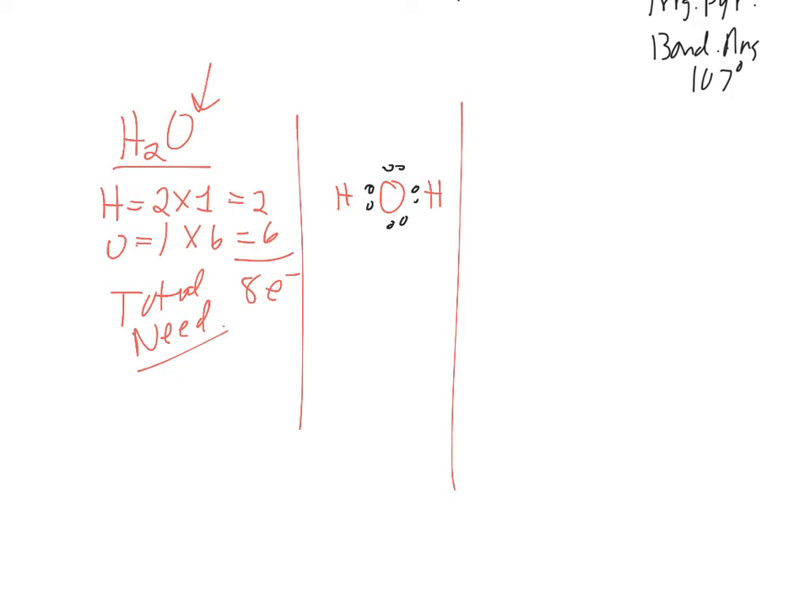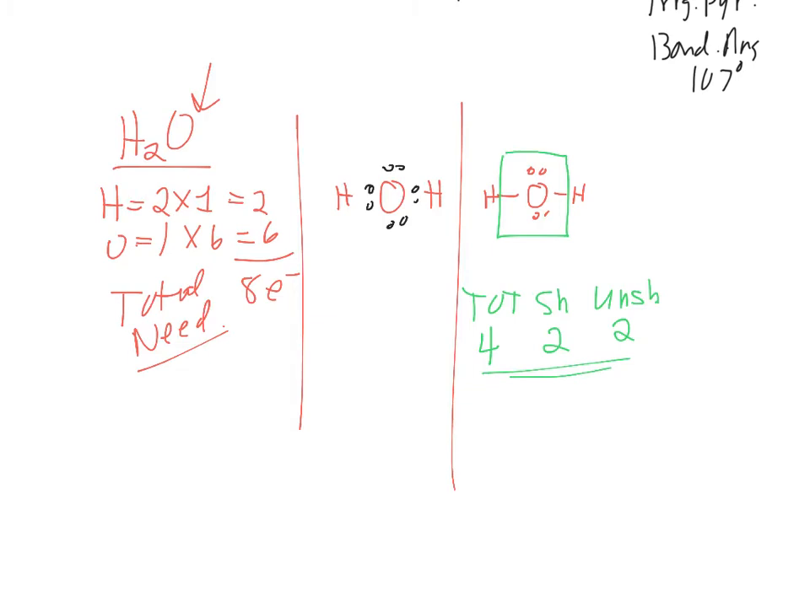When you clean up the picture, it looks like this, but you are leaving those unshared electrons there. And we're going to draw a box around oxygen with all its connections, and we can see that the total electrons around oxygen, there's 4 areas. 2 are shared and 2 are unshared. And when you look up a 422 in your shape box, you get something called bent.